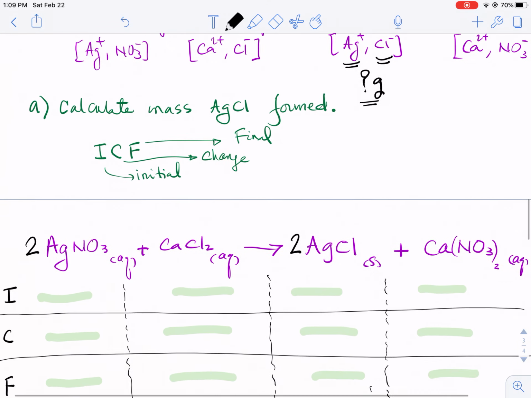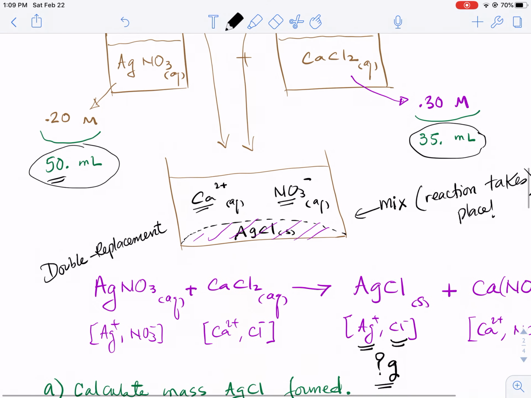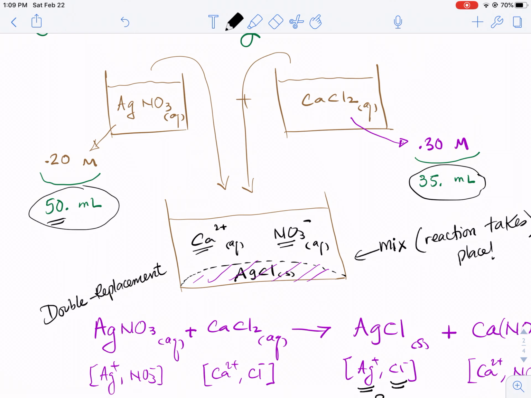Initial molarity would have to be the mixed one because, taking you back to the problem, the silver nitrate gets diluted by calcium chloride, since you're adding 35 milliliters of calcium chloride onto silver nitrate. And calcium chloride gets diluted by silver nitrate. So the initial molarities will be different.